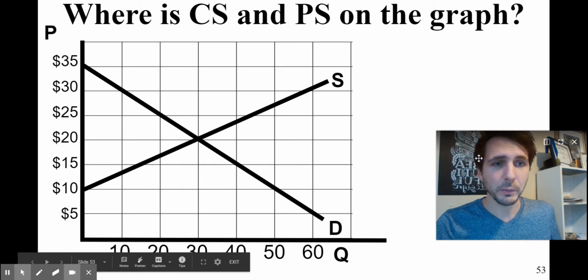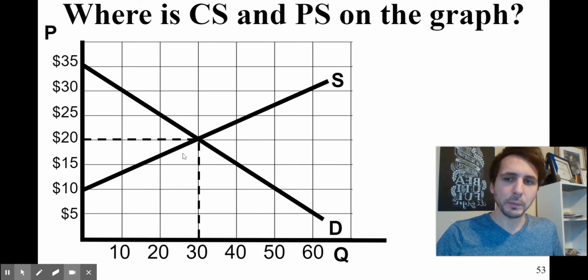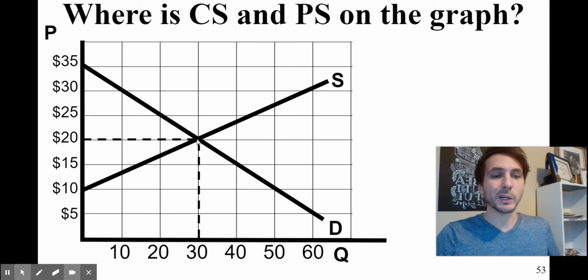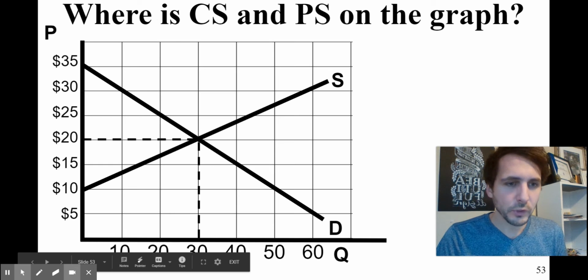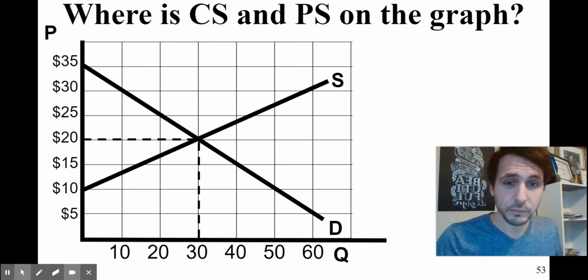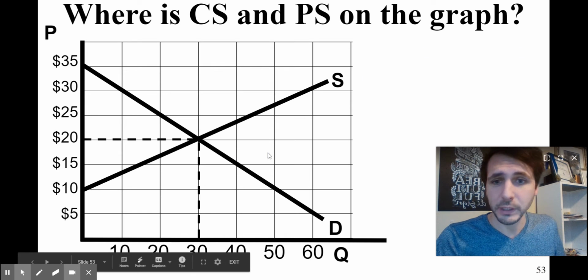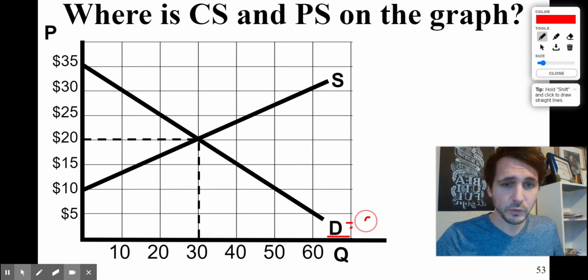Let's throw it on a graph, shall we? Okay. So on this graph right here, we know our equilibrium is at $20 and our quantity is 30. How do we identify consumer surplus? Well, consumers are represented by the demand curve right here, right? This demand curve represents consumers.